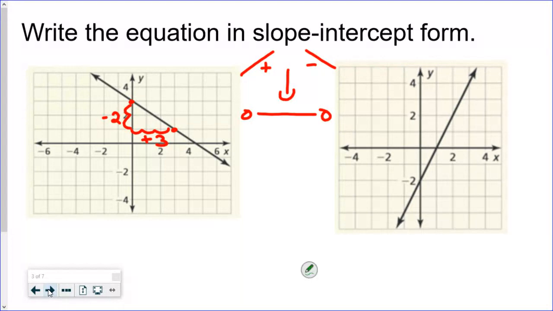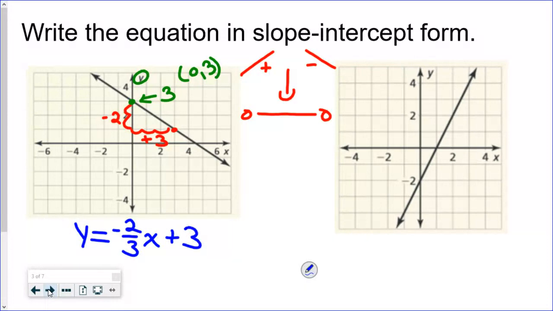And where does the line cross the y-axis? Well, this is the y-axis at this point, and that's 3, or the ordered pair 0, 3. But that's where y is 3. So when I put it all together, it's y equals, my slope is negative 2 over 3, then the letter x, and then plus 3.